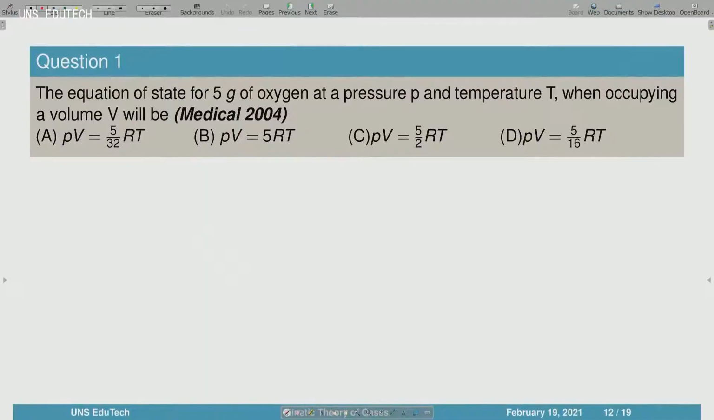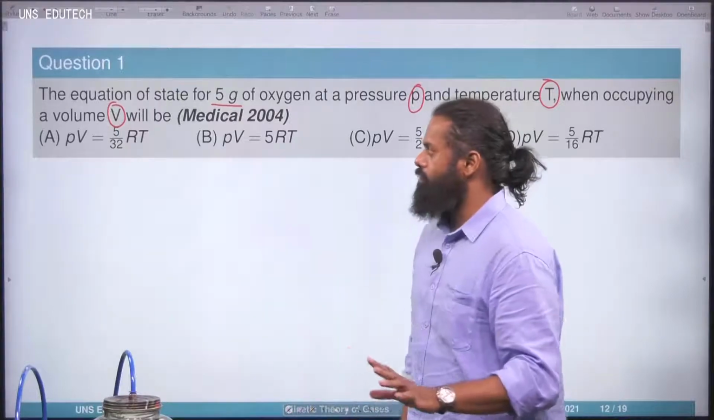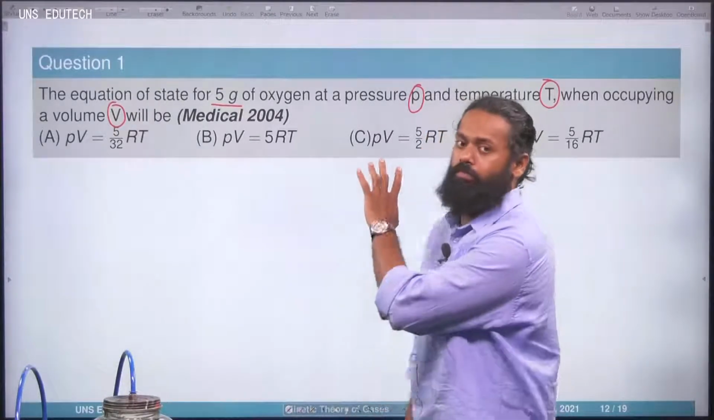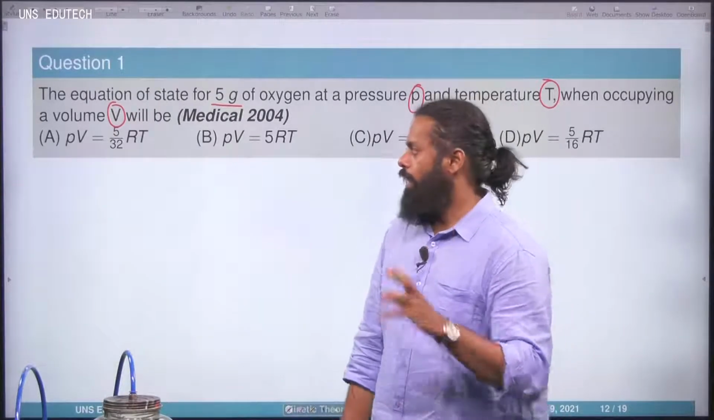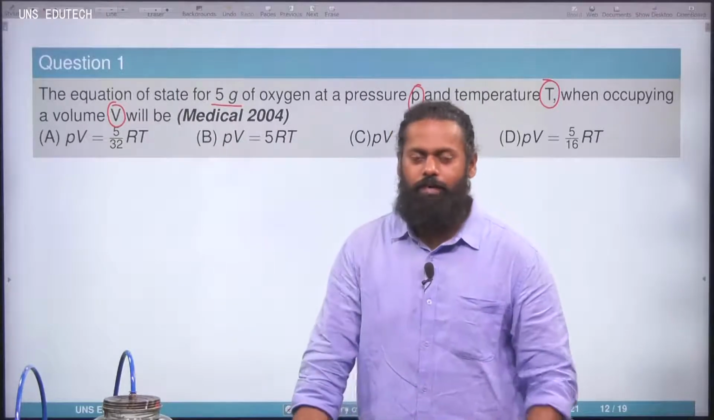Now, the equation of state for 5 grams of oxygen, at a pressure P and temperature T, when occupying volume V, will be. It's a direct application of the equation, and try to do that, but you need to understand some information about oxygen. I'll give you 2 minutes, all of you attempt, and please drop your comments.